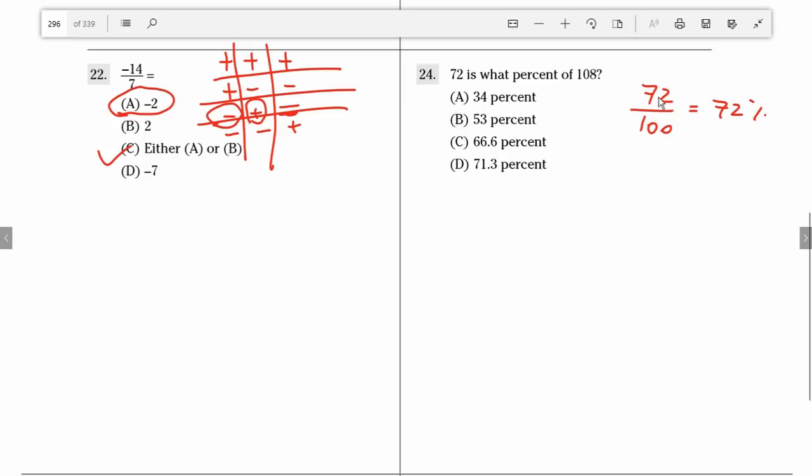So we know this, 72 over 108, is going to be slightly less than 72%, but it's not going to be less than 50%. It's definitely not going to be 30%. So that gives us two options. Just by looking at it, you can see it's going to be closer to 66 than 71. But this reads again 72 divided by 108.